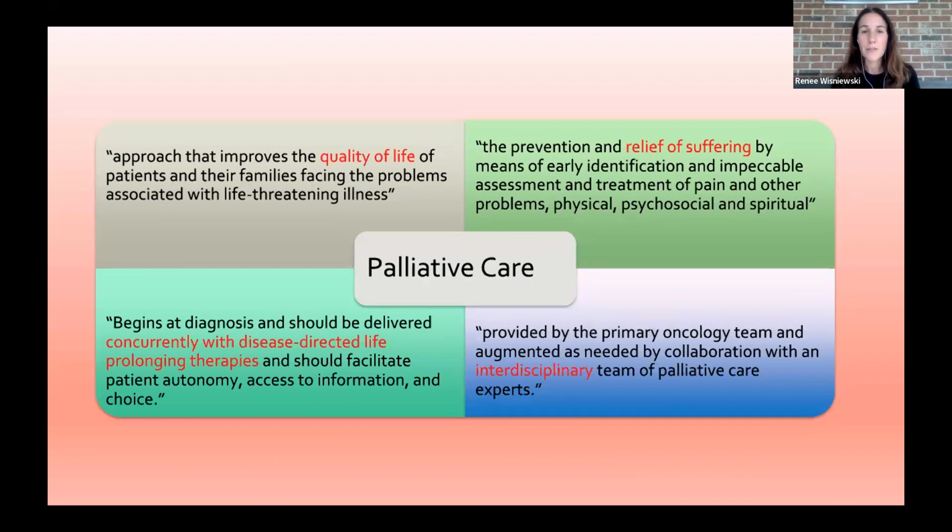And then also palliative care should be provided by the primary oncology team and augmented as needed by collaboration with an interdisciplinary team of palliative care experts. And so in the United States, I practice as a palliative care nurse practitioner. So that's a specialty, which may be a luxury. This presentation does include primary palliative care interventions that you can use as part of the primary oncology team.